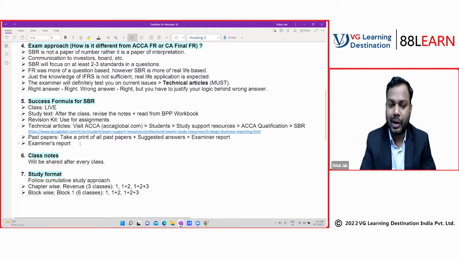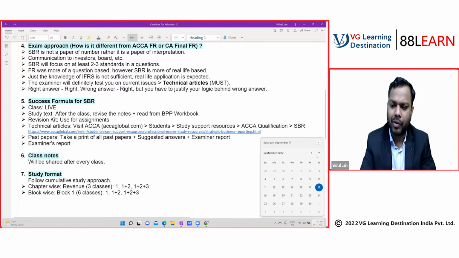I will start the extra classes in the month of October. What is the exam date? Generally, it ranges from 8th or 9th. I have to check what is the exam date for the December attempt. Mostly 8th it is. But yes, definitely you can check in the ACCA portal as well.